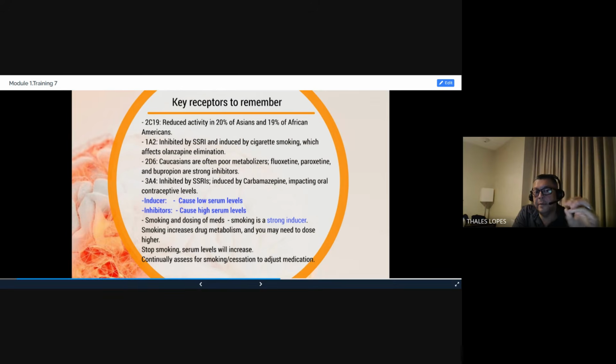And always remember, they may not be asking about inducers and inhibitors. They'll be asking what action do you take? But you have to take a step back and understand the inhibitor and inducer, so that way you can answer the question correctly.